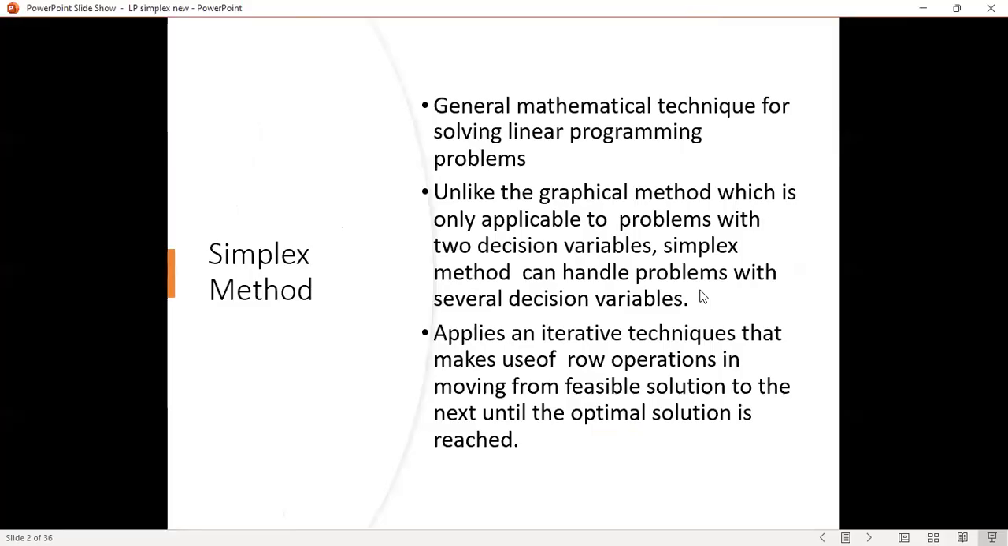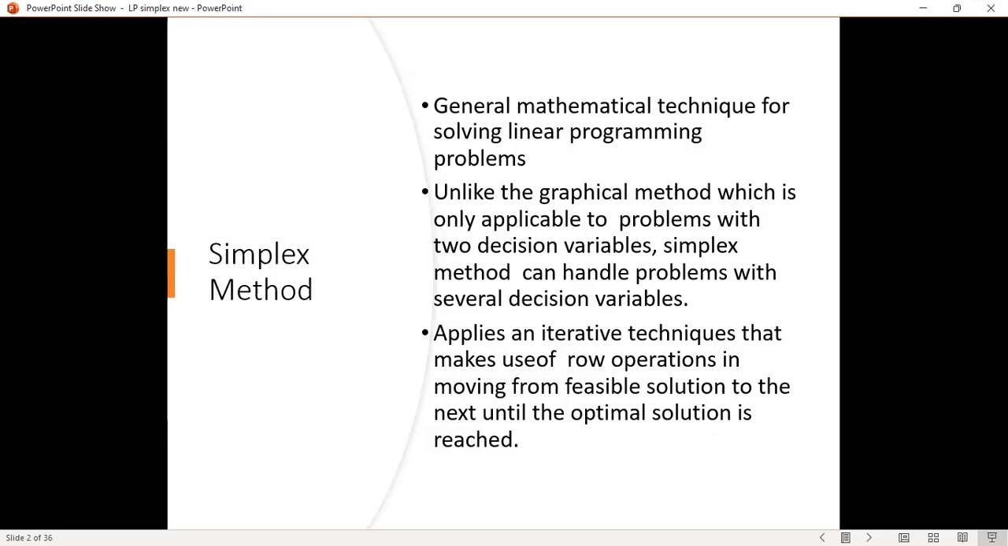So the simplex method is a general mathematical technique for solving linear programming problems. Unlike the graphical method, which is only applicable to problems with two decision variables, the simplex method can handle problems with several decision variables. All problems that we previously solved using the graphical method can be solved using the simplex method. But there are problems, like LP problems with more than two decision variables, which can no longer be solved using the graphical method, but which can be solved using the simplex method. So this is a more general method of solving linear programming problems.